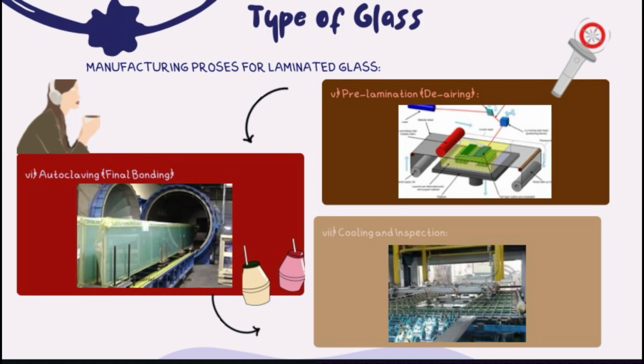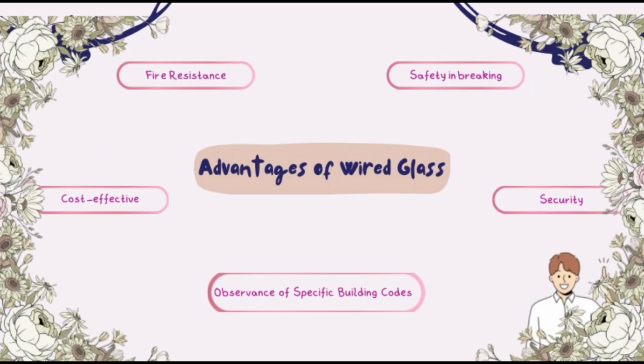Lastly, cooling and inspection. After bonding, the laminated glass is cooled slowly. Then it is inspected for any defect like bubbles or crack. Finally, it is cut into the required size. That's all for me. Thank you very much.